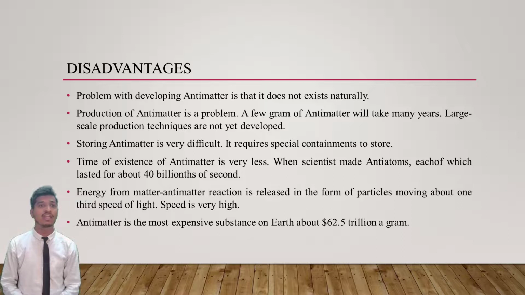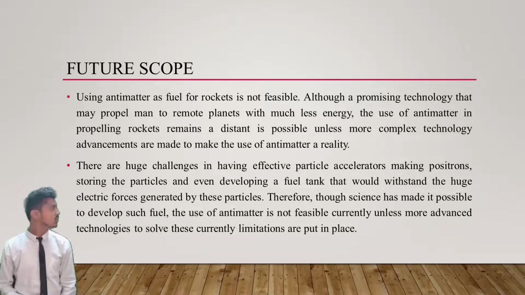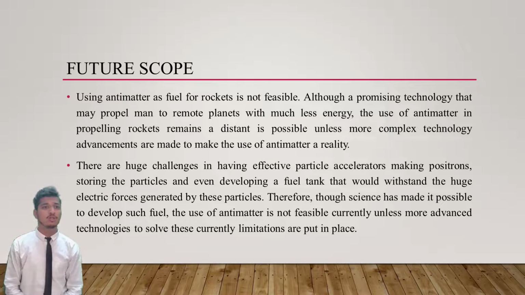The problem with developing antimatter is that it does not exist naturally. Storing antimatter is very difficult. It requires special containment to store. Antimatter is the most expensive substance on earth, about $62.5 trillion a gram. Next slide. Future scope. The main use of antimatter is in research.